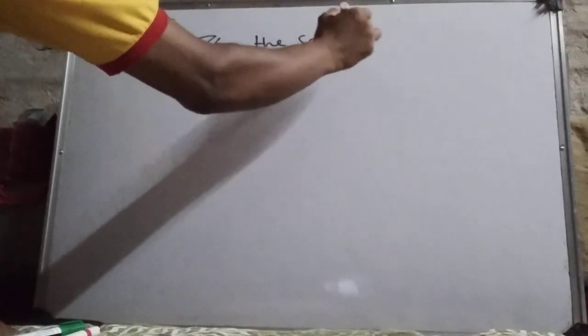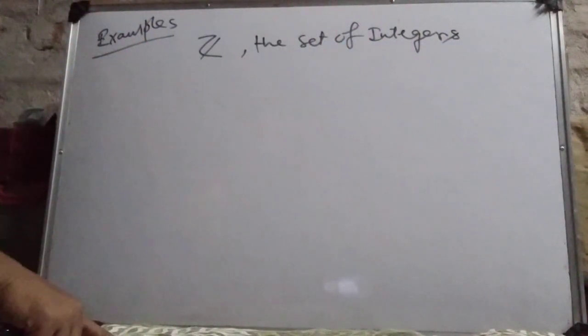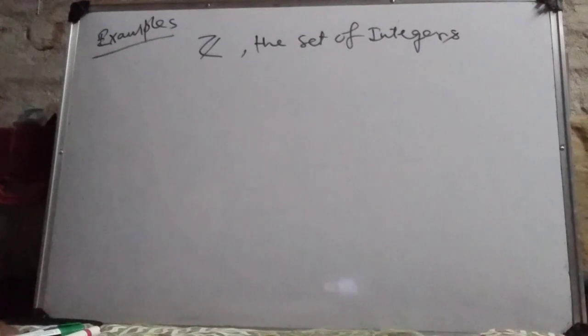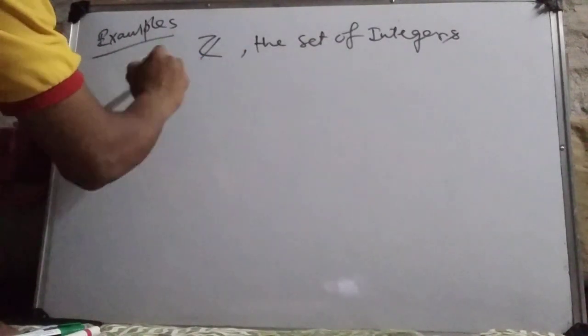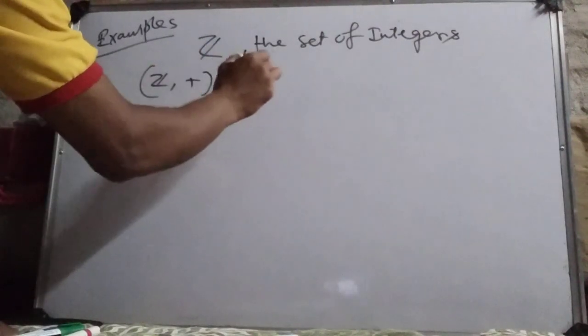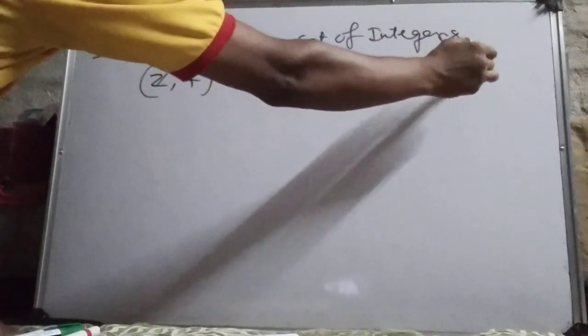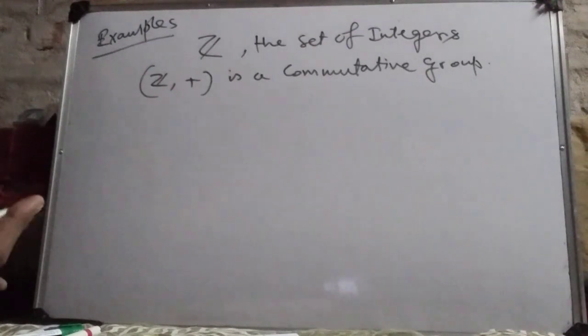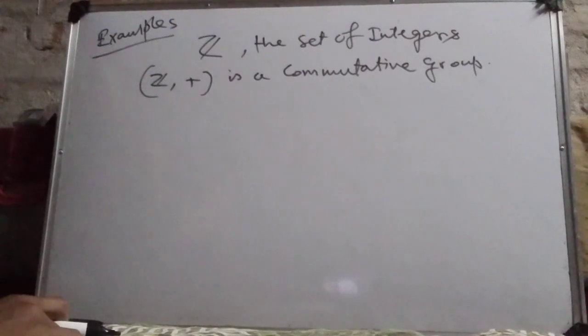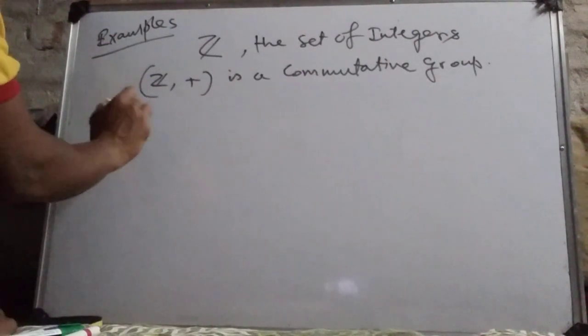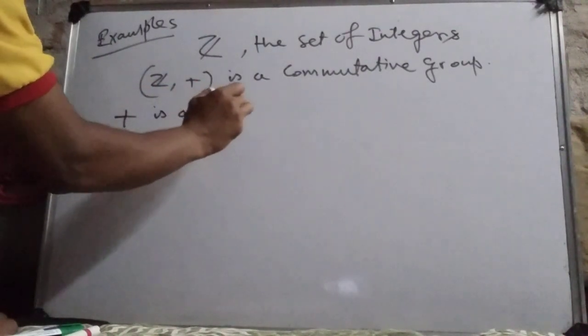So we construct this one, Z. We know that Z is the set of integers. Understood? Then we say that Z with plus is a commutative group. How does this happen? We know that this plus is a binary operation.